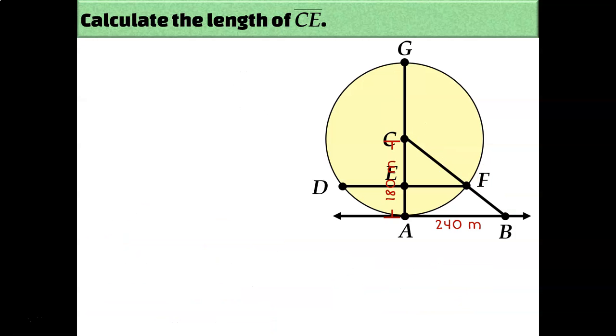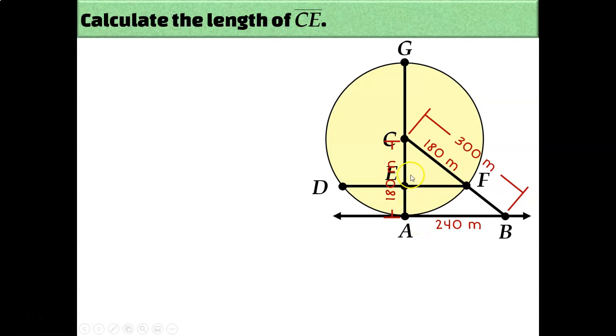Now keep in mind that CF is a radius. So we would know that CF has to be 180 meters because radius CA was also 180 meters. Also remember that we were told in the given that this chord, DF, is perpendicular to diameter GA. So that means that this is a right triangle as well as this one. And they're actually similar right triangles.